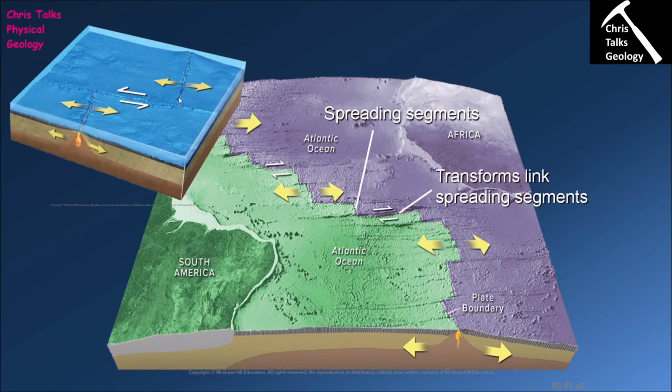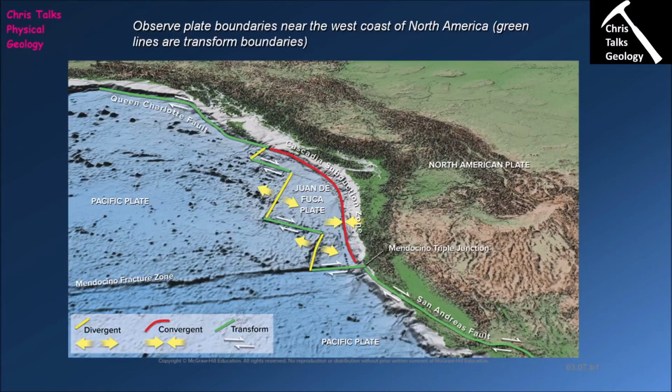Once again, here's the diagram we just saw a second ago. There's our divergent plate boundary, and here is the transform fault linking them together. So this is where most of the transform plate boundaries are actually going to be found. They're going to be associated with divergent plate boundaries.